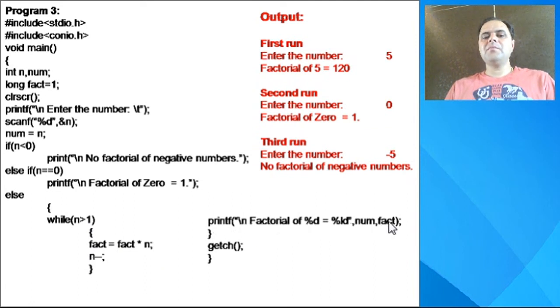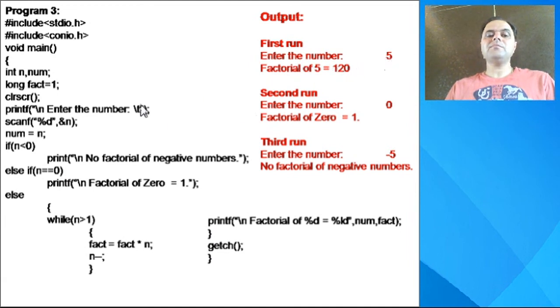5 is 120. LD is for long integer. Sometimes we have to calculate factorial of 20, so it will be very large numbers. That's why LD is long. The format specifier is LD. So the value of factorial of 5 got printed here.